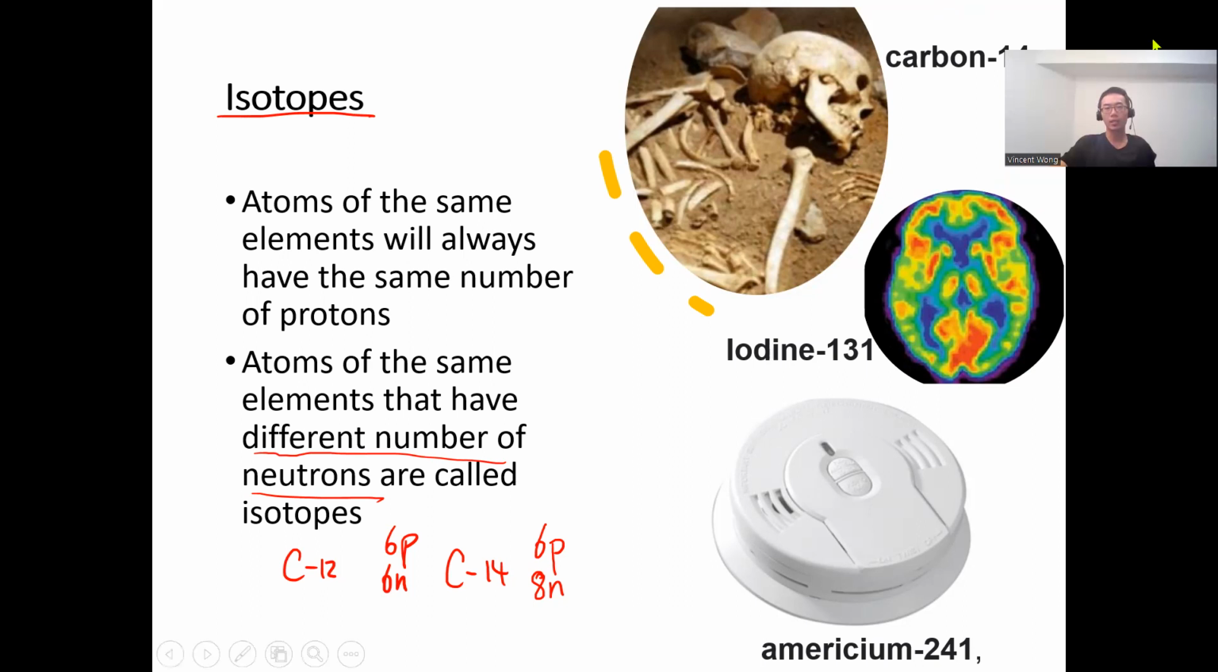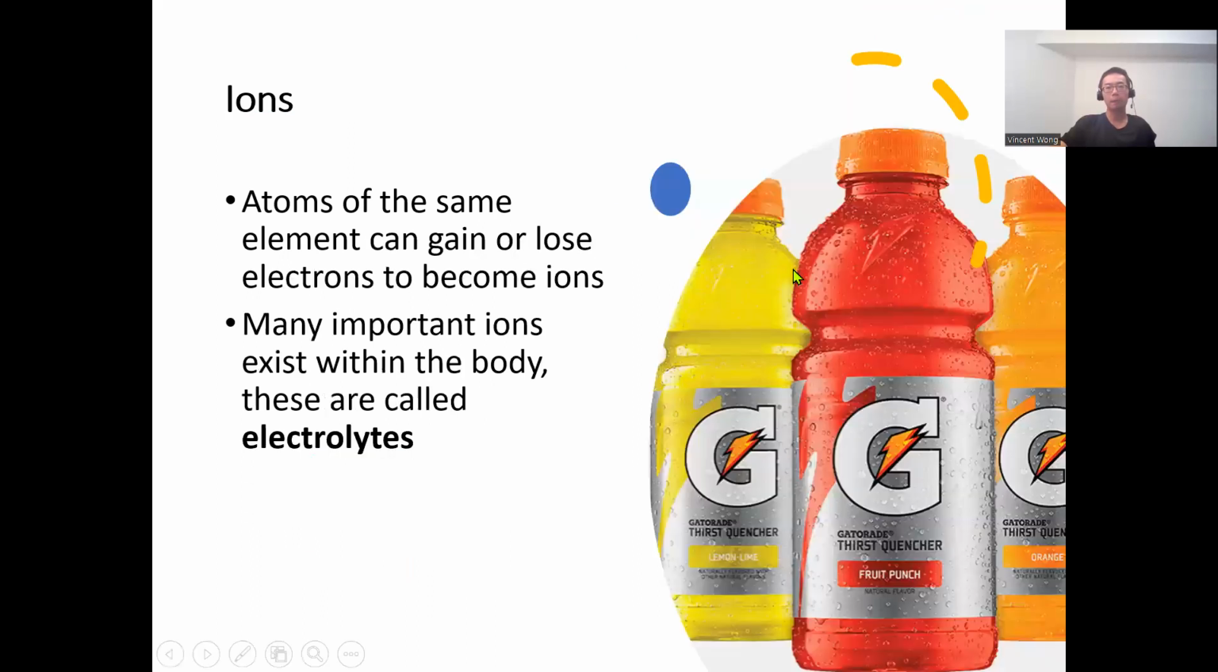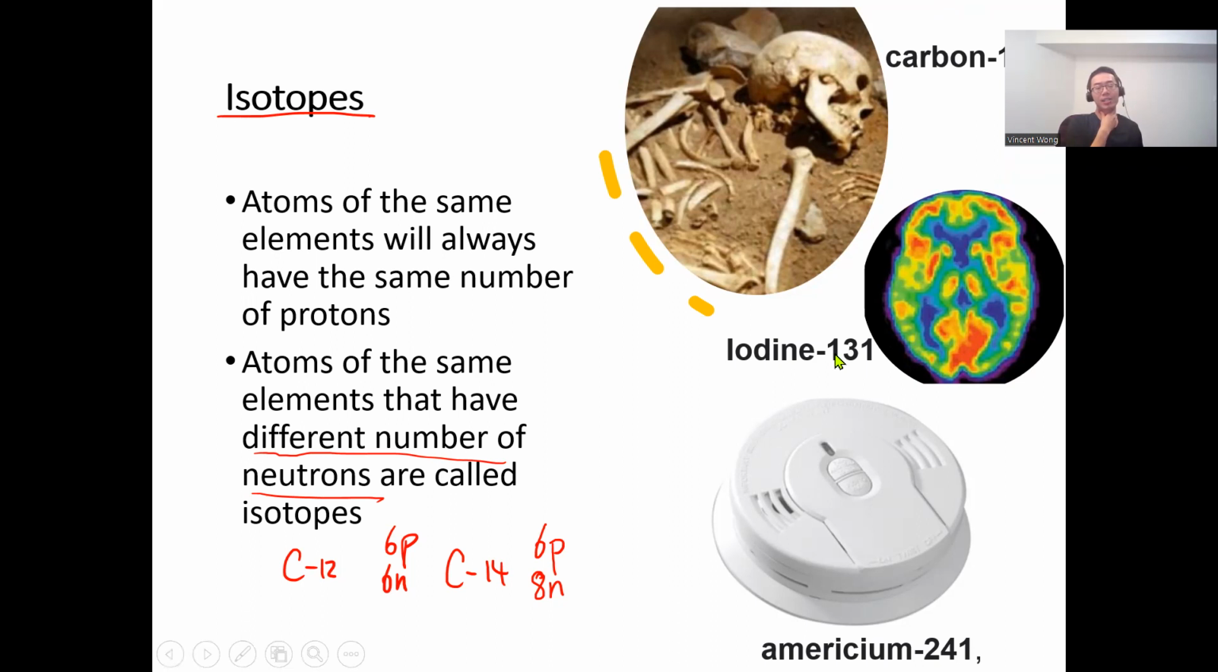Iodine-131 is another radioactive isotope. For people who have thyroid cancer, the radiologist can inject iodine-131 into the body. It will go to the thyroid, and as the isotope breaks down, it gives off radiation, and the radiation will kill the cancer cell, ideally speaking.